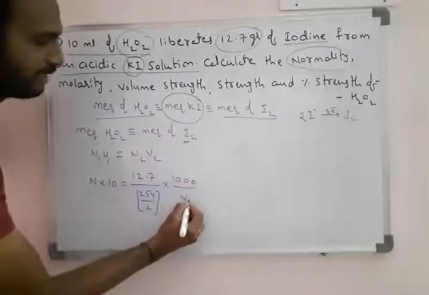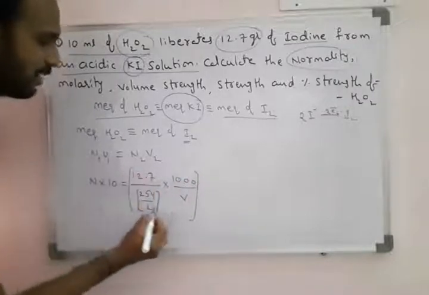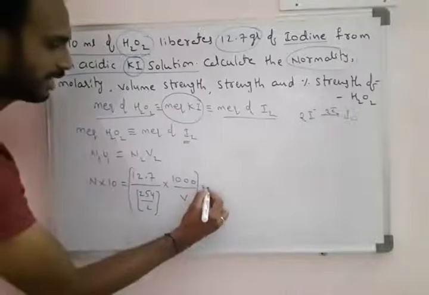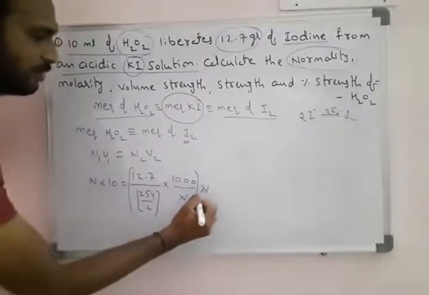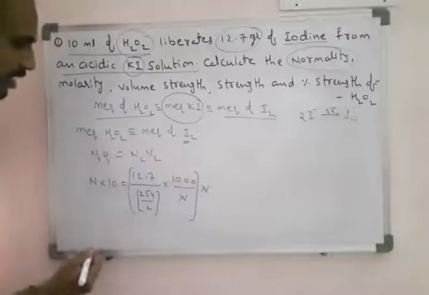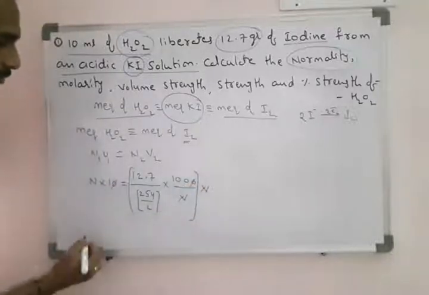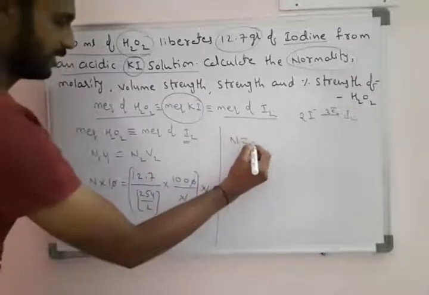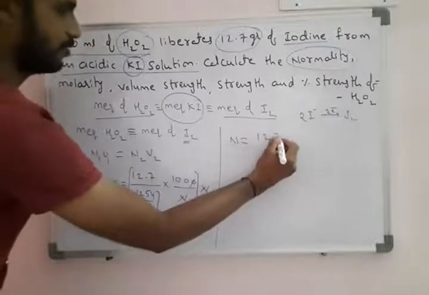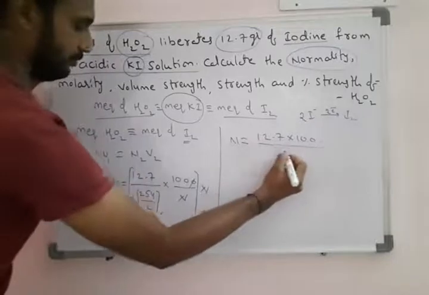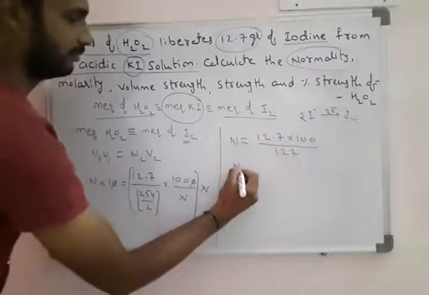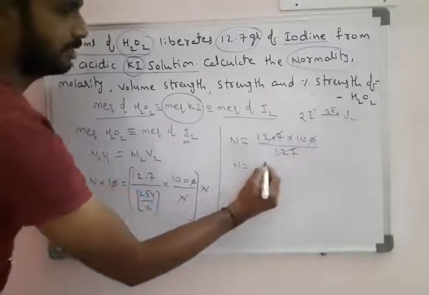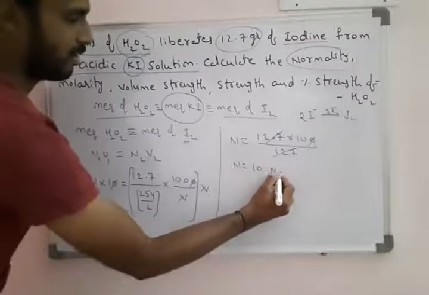Then 2000 by volume in milliliters. The volume is not given here, this calculation is for N2, the normality of iodine, and the two volume terms will cancel. Here we get 12.7 by 127, into 10. Finally, we will get 10. So its normality is equal to 10.